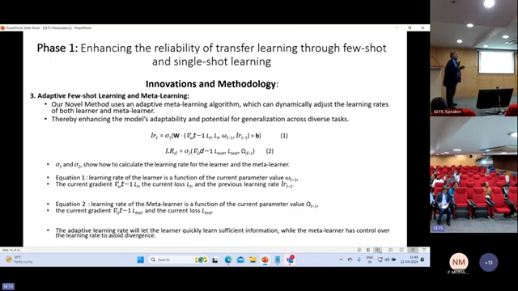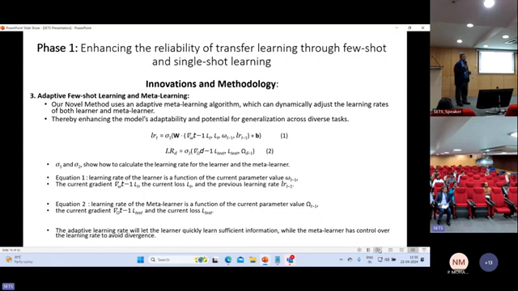I said in the beginning the traditional approaches are not helping because they're very static. Whereas in our model, the adaptive meta-learning algorithm does a dynamical adjustment to the learning rates of both the learner and the meta-learner. That's very, very important. Therefore, the interesting implication of this is the model's adaptability and potential for generalization across diverse tasks.